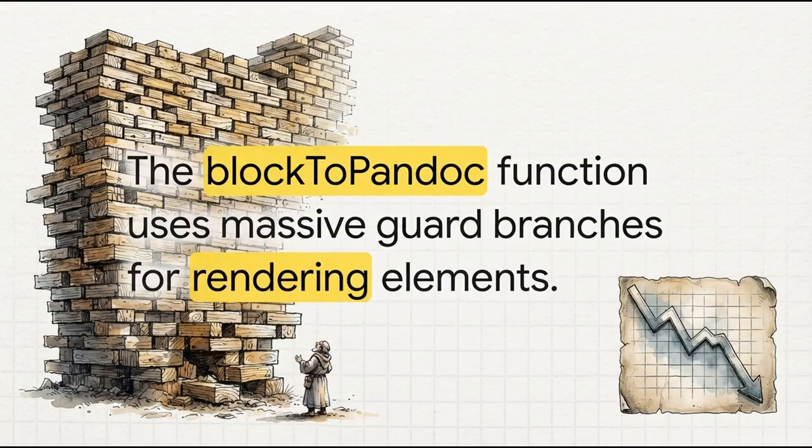So we start by looking at this wildly bloated monolithic function called block-to-pandoc. In the original codebase, this single massive local function was basically trying to take on the whole world. It was responsible for rendering document elements, specifically things like headers and paragraphs, based on various ebook output formats like TXT, PDF, and EPUB. And to pull this off, it relied heavily on massive if statements, else clauses, and endless guard branches. It was literally trying to do everything all at once.